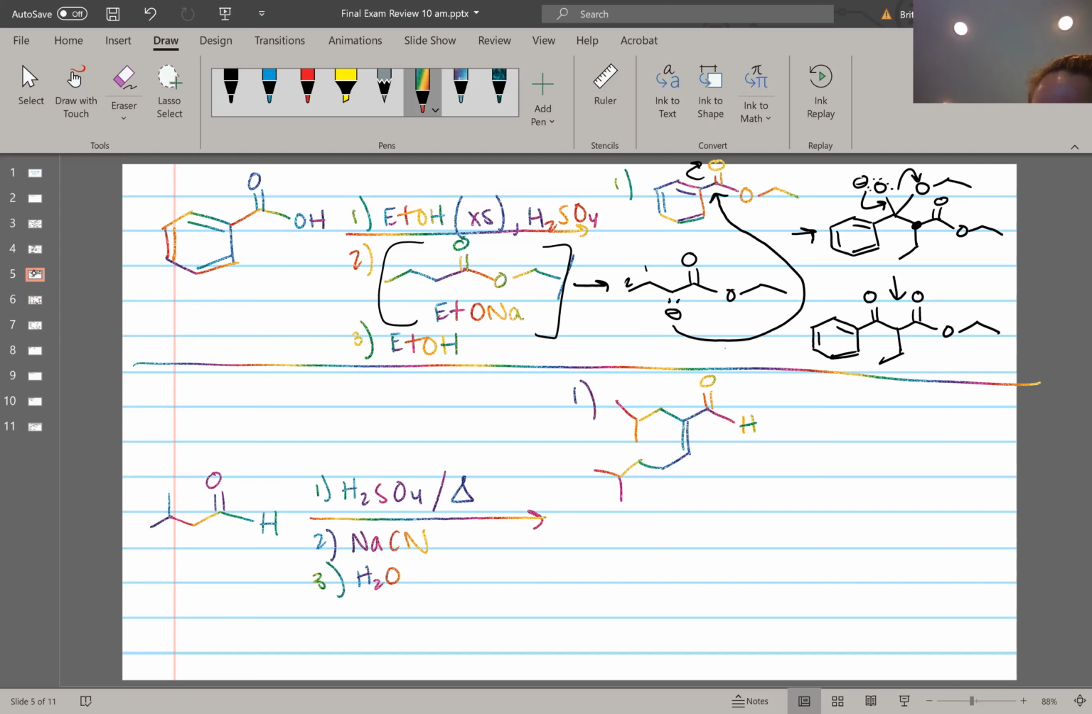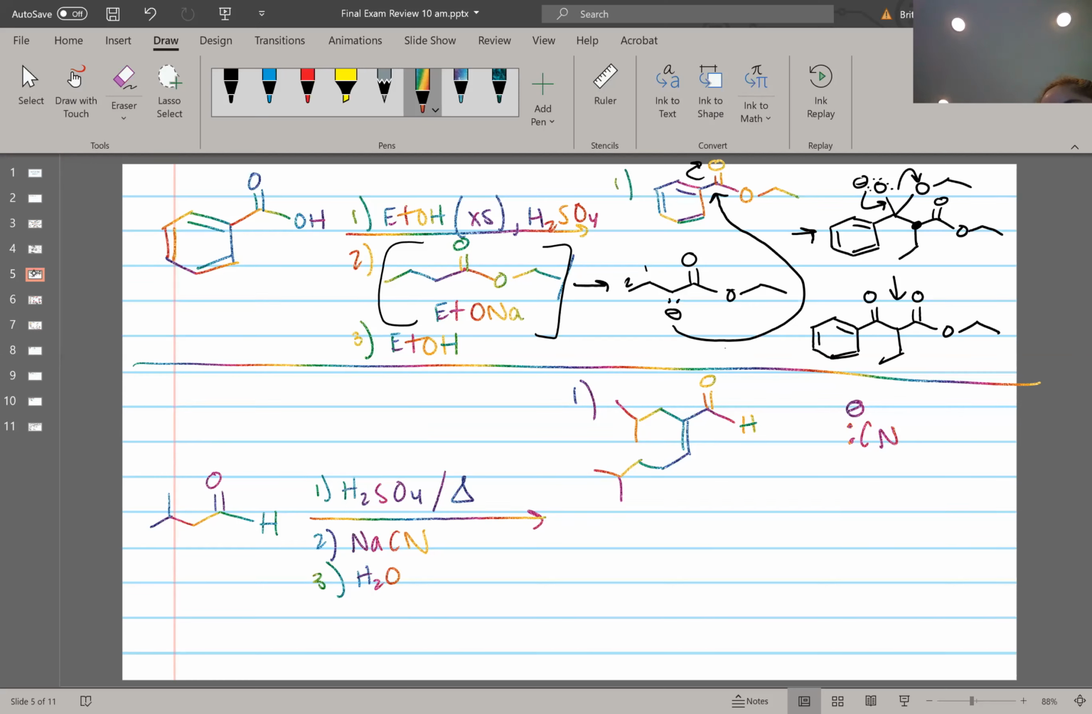What is cyanide? It's a strong nucleophile. Yeah, it's a good nucleophile, but it's not particularly strong. Like if you compare it to a Grignard reagent, it's not strong. Okay. And that's an important distinction only because of this reaction.